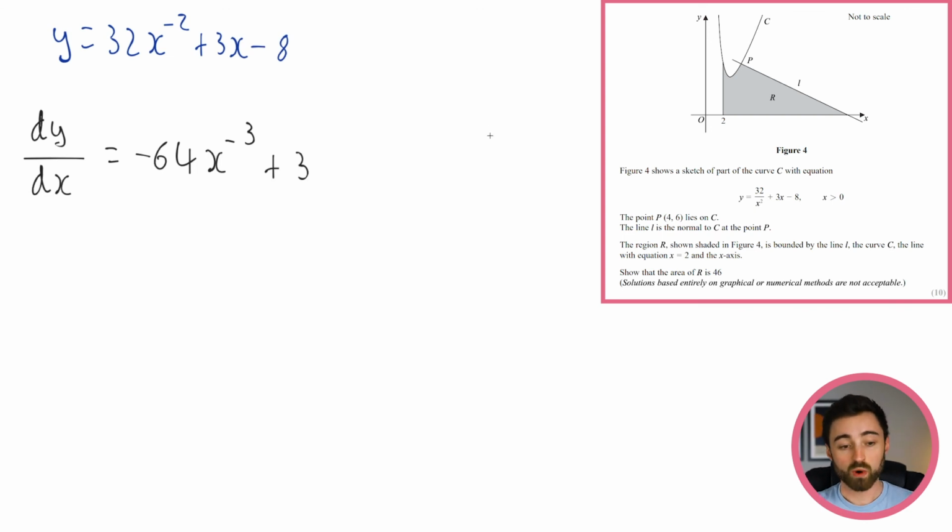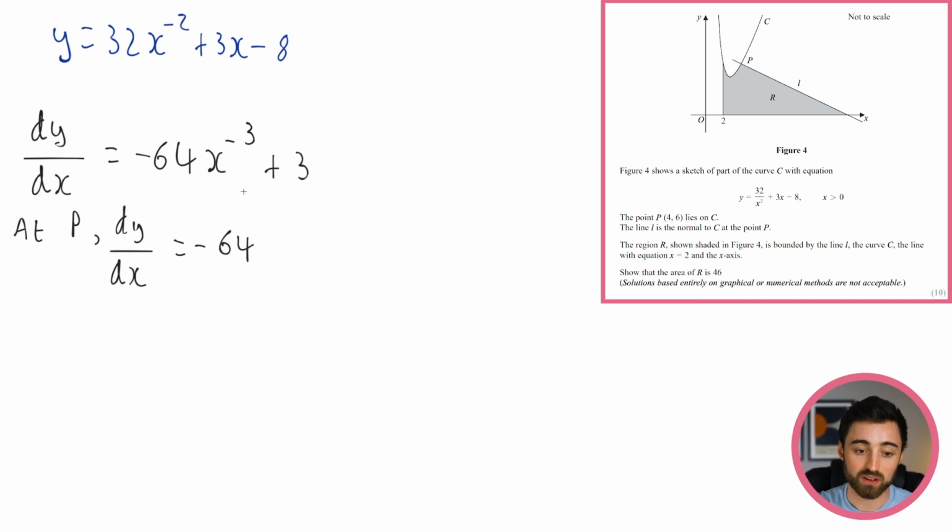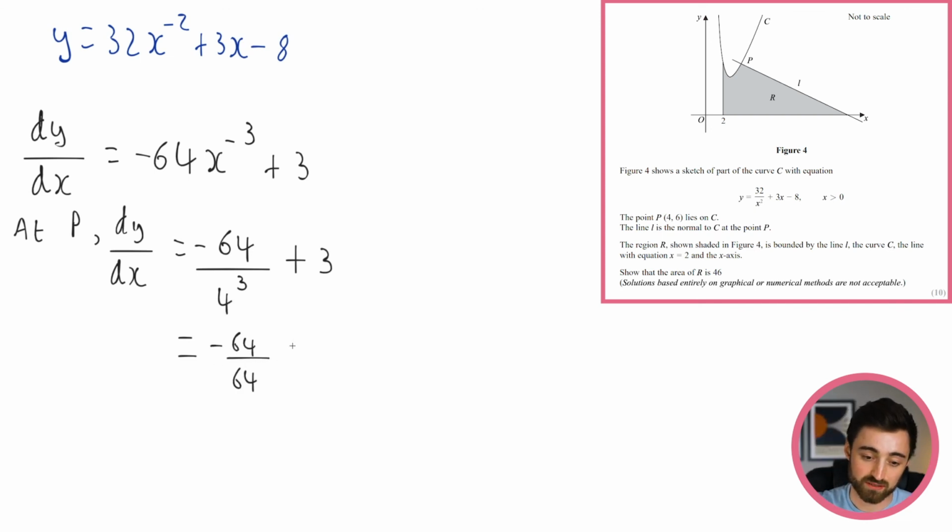Okay, we want to find out the value of this function at the point P. So at P, I believe x is equal to minus 4. So I need to find out the gradient function at x equals minus 4. So I'm going to do minus 64. x to the minus 3 is divided by x cubed. So this is going to be divided by 4 cubed plus 3. Now I think this is going to be nice. 4 cubed is actually 64. So this is going to be minus 64 over 64 plus 3. That's going to be minus 1. Add the 3 and I get 2.